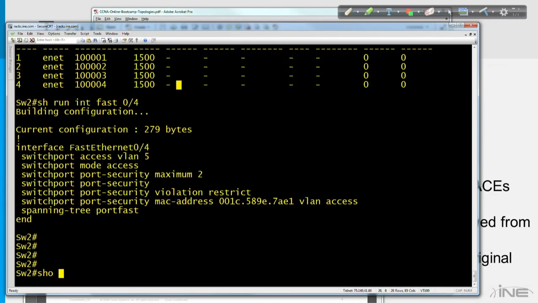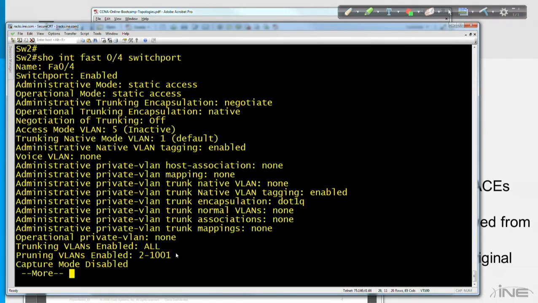Furthermore, if I do show interface FastEthernet 0/4 switchport, look at this: access mode VLAN inactive. So this port is in a VLAN that does not exist. And when that happens, the port might as well not even be there. It's not functional at all.